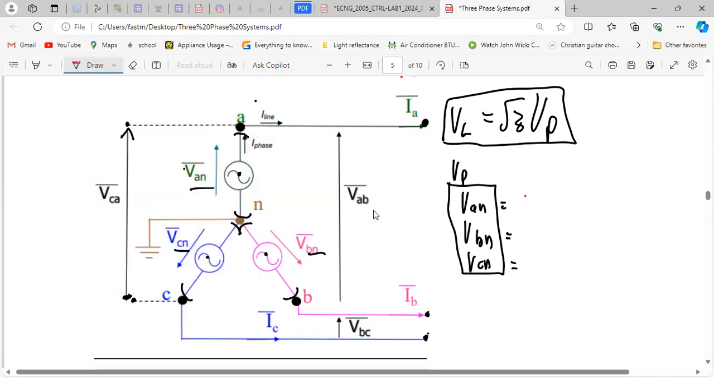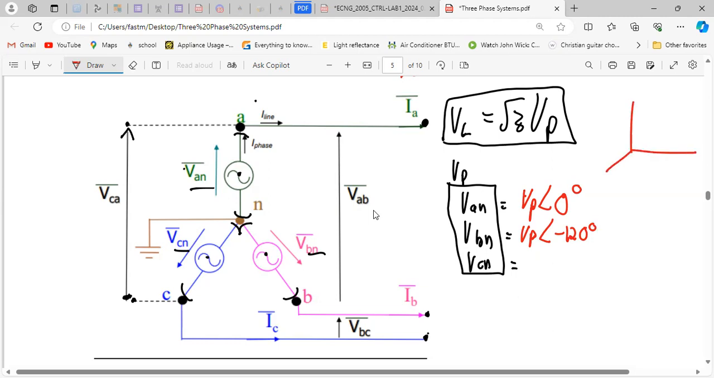if I choose VAN as my reference, I know that the V phase or the V peak is the same. So instead of writing VAN all the time, I could just write VP, okay? Because it's the same thing. So I could say this is equal to VP angle 0 degrees, because it's the reference. And then VBN will be VP angle minus 120.